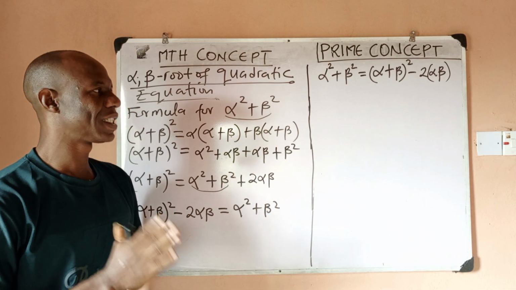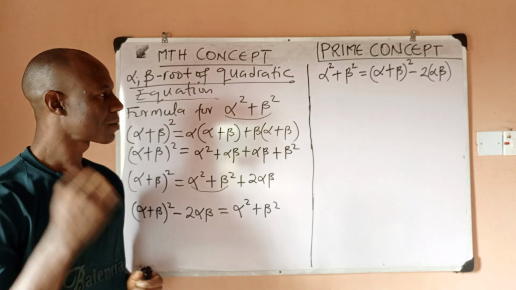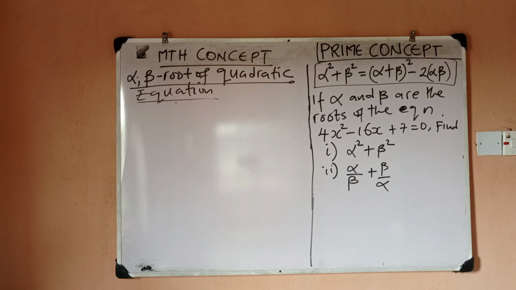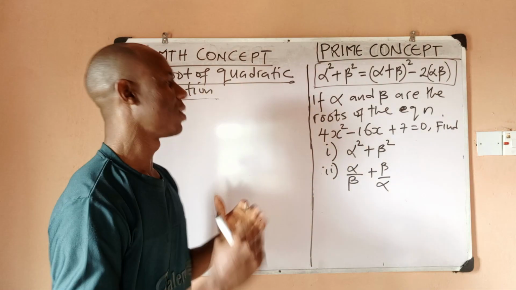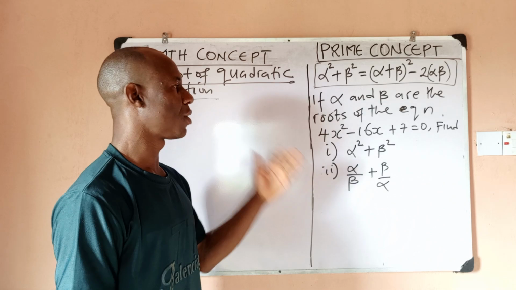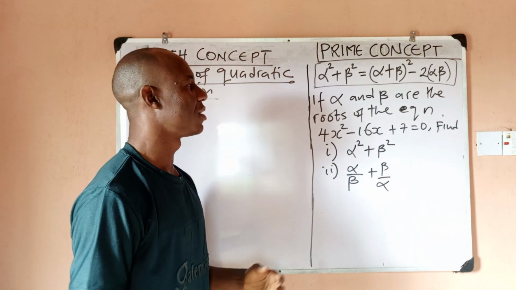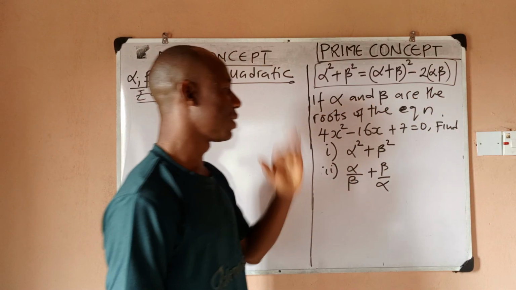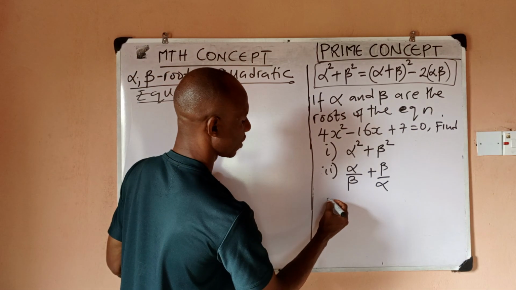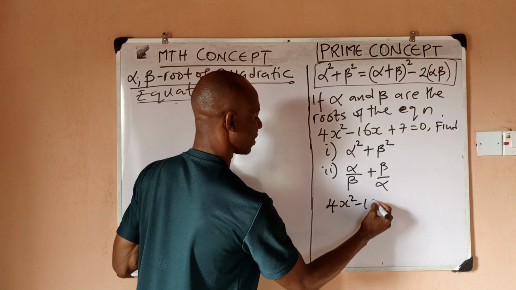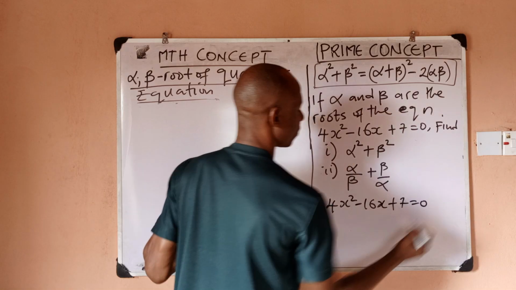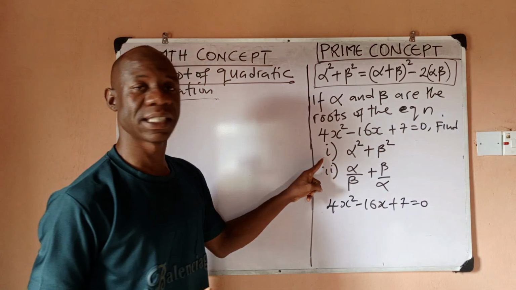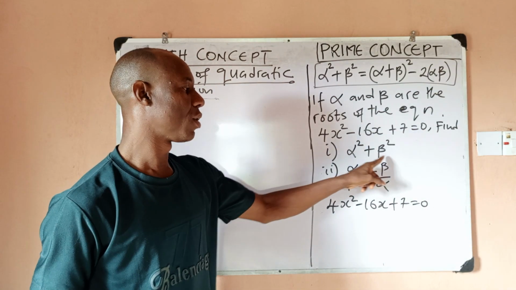So I'm going to take one example under this and then we end the video. So quickly, let me drop the problem. All right. Now we'll have this problem on the board, very simple but elaborate, that will help us really understand why we had to derive this formula. Now the question says, if alpha and beta are the roots of the equation, now bringing out the equation, I have 4x squared minus 16x plus 7 equals 0. So if alpha and beta are the roots of this equation, the first thing they want us to find is alpha squared plus beta squared.